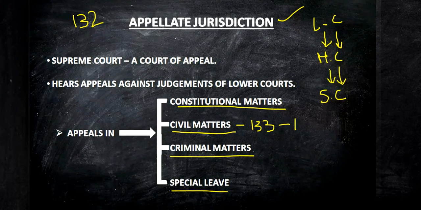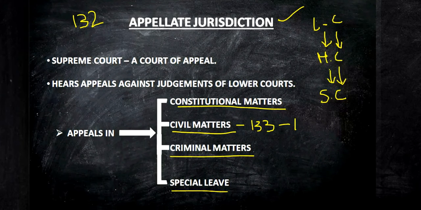Now see, under criminal matters, the procedure of appealing has been mentioned in Article 134. Which article? Article 134 is dealing with the criminal matters and the procedure of appealing in criminal matters. Let us say there is a case which comes under the criminal matters, and in that particular case, an appeal can be made to the Supreme Court in 3 different situations. What are those 3 different situations?